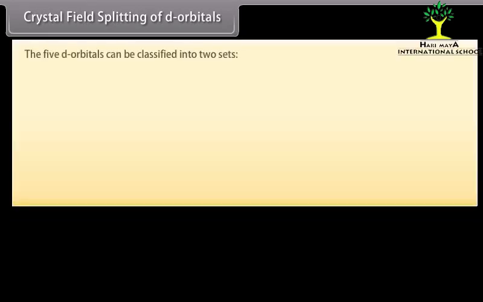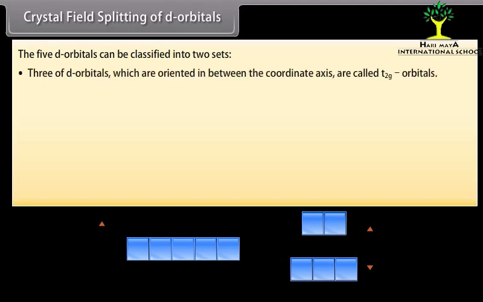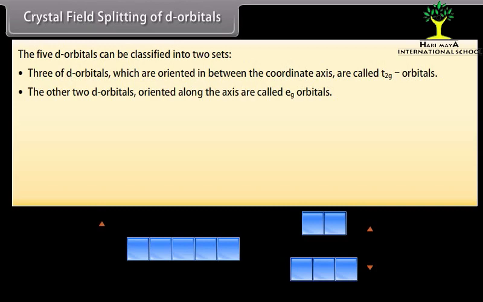Crystal field splitting of d orbitals. The 5 d orbitals can be classified into 2 sets. 3 of the d orbitals, which are oriented in between the coordinate axes, are called t2g orbitals. The other 2 d orbitals, oriented along the axis, are called eg orbitals.